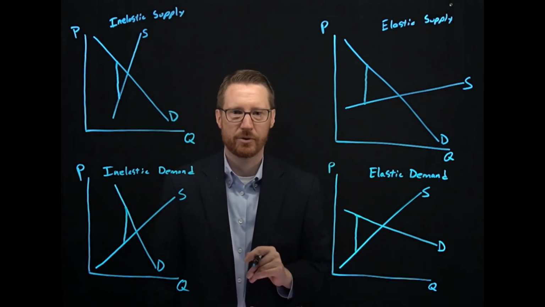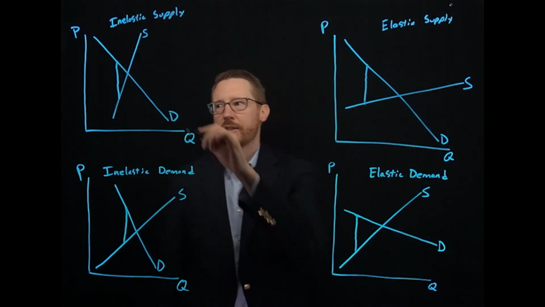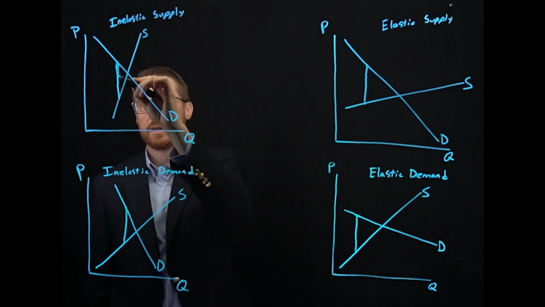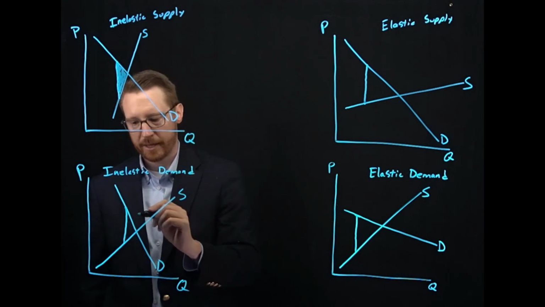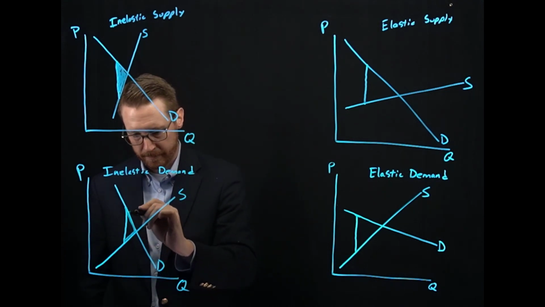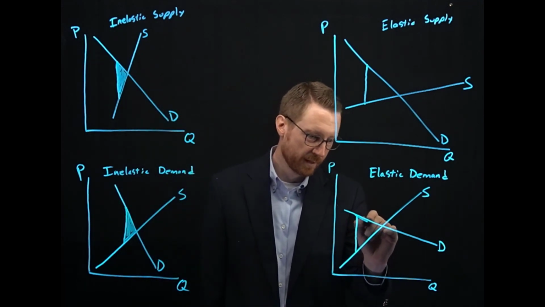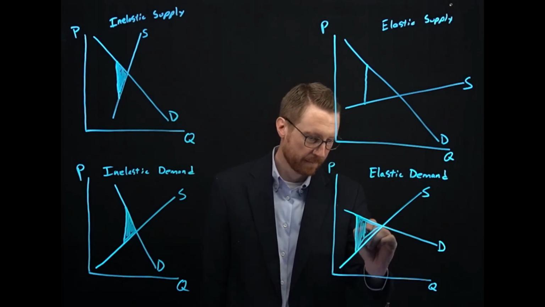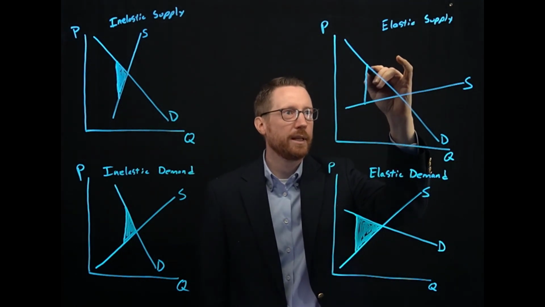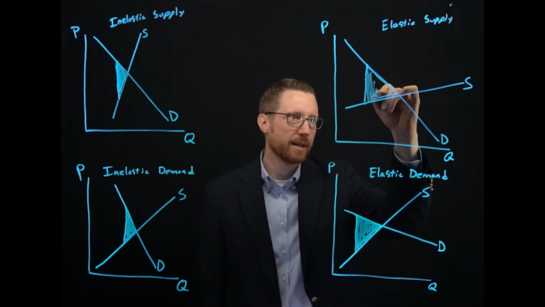So once you've got those in, now we can look at the deadweight loss. So let's shade in our deadweight loss in each one of these. So we're shading in that triangle of deadweight loss. Ooh, big triangle when we have elastic demand. Big triangle with elastic supply. Interesting. We're starting to see a pattern already.